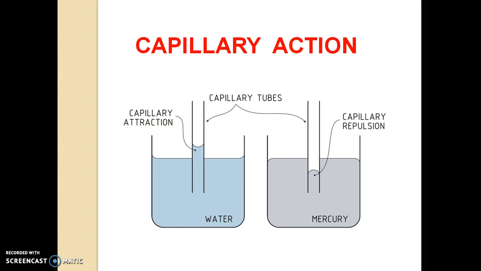Now this capillary action plays a very important role in our life. There are a number of examples of capillary action. Plants get the water from the soil through the roots due to capillary action. The wick of an oil lamp absorbs the oil up to the tip of the flame. There are a number of examples of capillary action. That is the basic idea of capillary action.